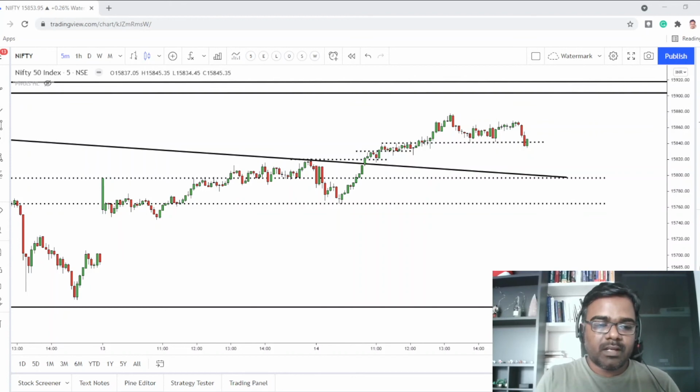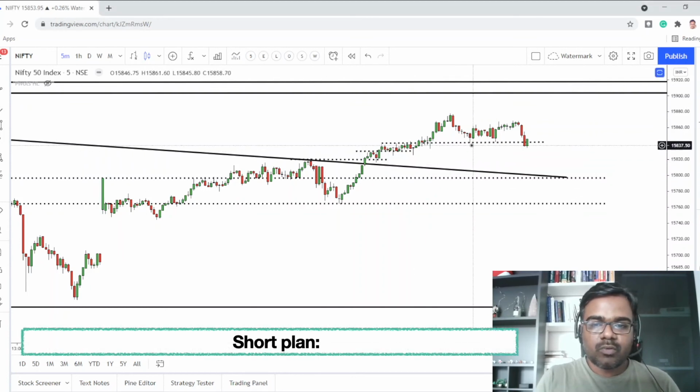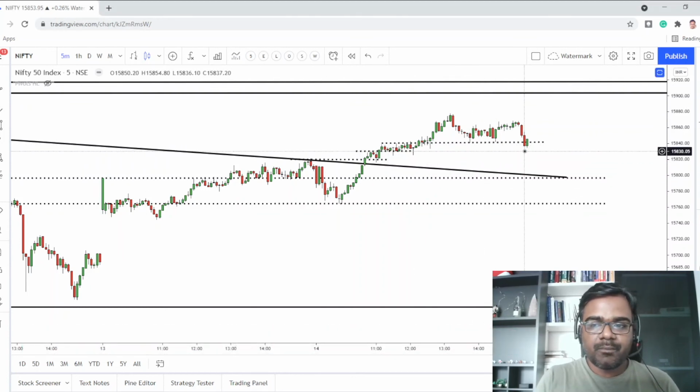So moving on to the short plan. The short plan will be we go short only below 15830 odd. So we don't go short before that. And if we gap up towards 900, 915 tomorrow, and in the first 15 minutes we have a red candle and we sustain below 900 levels, then you can probably go short for targets of 15800 with a stop at the day high. Right, so that's the plan, guys.